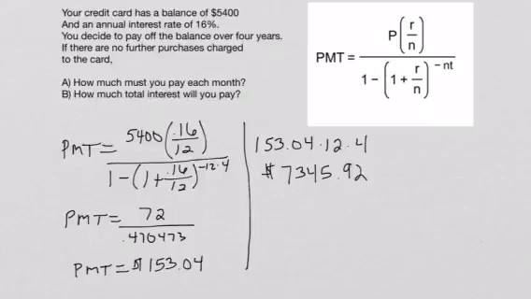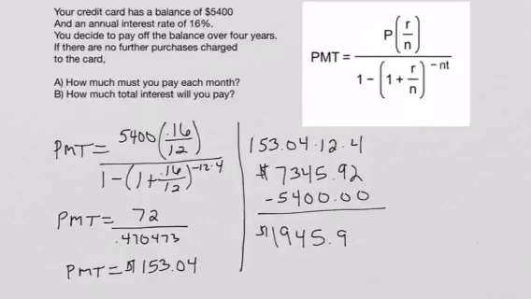Now we only borrowed $5,400, and so the difference between those tells me how much interest we paid. So if we subtract $5,400 from this amount, then that's going to leave me with the amount of interest that we had to pay for this entire balance. And so subtracting these, we get $1,945.92, and that is the total interest amount that we will pay for this credit card.